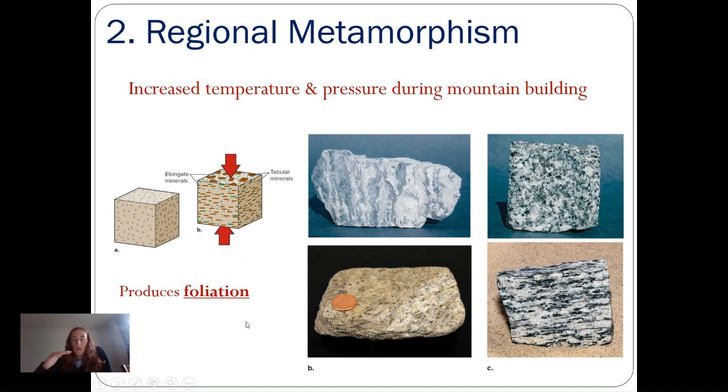Foliation basically just means you have lines or a linear pattern to the minerals that are in a rock. So it either shows up as kind of banding, like a light and dark banding, like this example of a gneiss right here on the right side, or it'll have kind of like papery layers in the rock, which I'll show you some pictures of that here in a second.